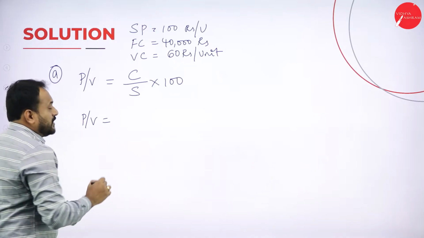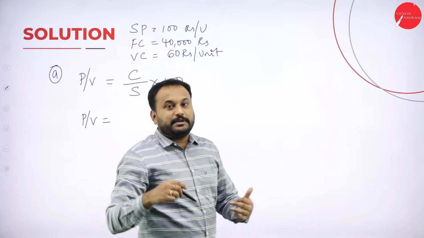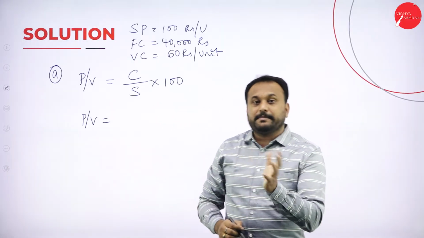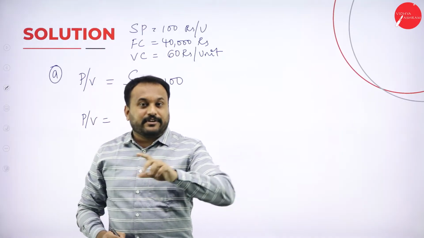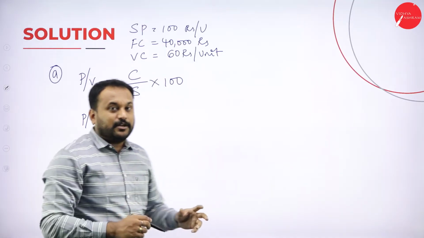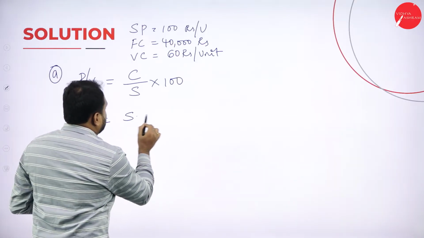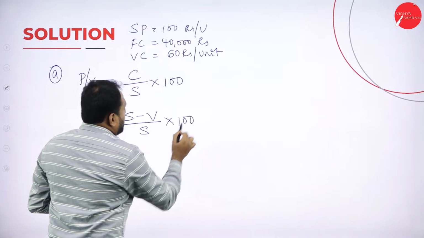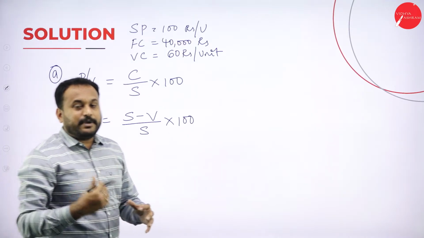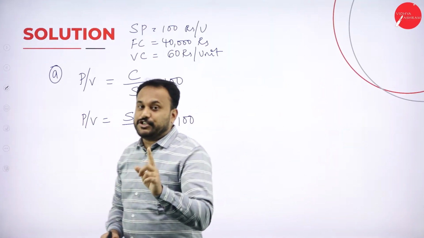Now, PV is equal to, now I told you the contribution formula. Can I use S minus V by S or F plus P by S? Now here they have not given us profit, they have given fixed cost. That means I can't find two unknowns, right? So what I'll do is, I'll go with the first formula, S minus V divided by S into 100. Why into 100? Because in PV, we calculate for 100%. That's why it is called ratio.